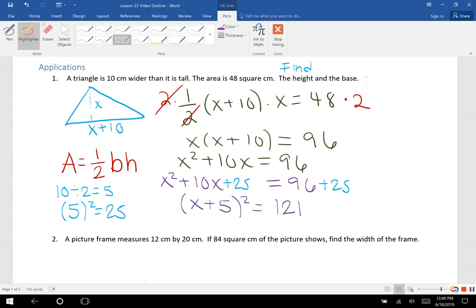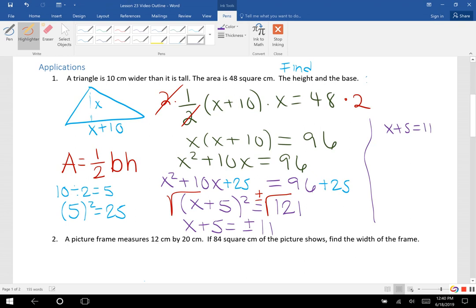So now we can take the square root of both sides. Don't forget the plus or minus. So x plus 5 is plus or minus, square root of 121 is 11. So that means x plus 5 could equal 11. So x would equal 6, or x plus 5 could equal negative 11. So x is negative 16.